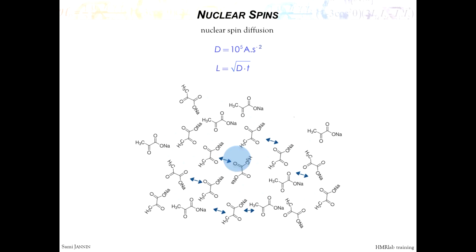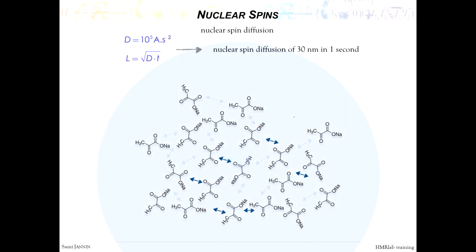And then you can calculate the diffusion length, which is the square root of D times the time. If we take a diffusion time of 1 second, we find that the diffusion length is about 30 nanometers. It might be wrong by a factor of 2 or 3, depending on the value that you take for the diffusion constant, but it's this order of magnitude. If you let your sample evolve, spin diffusion will spread polarization over tens of nanometer distances within seconds.